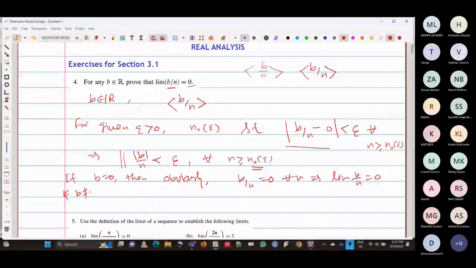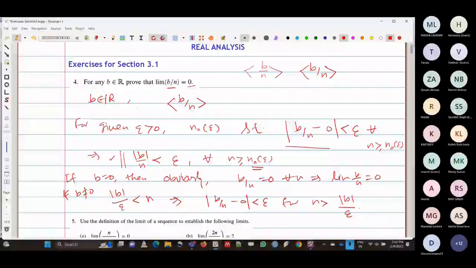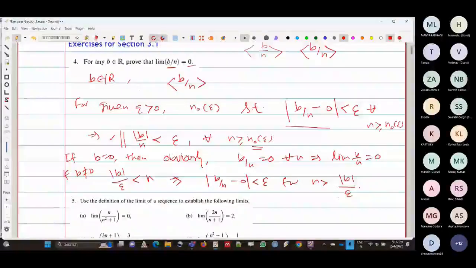If b is non-zero, it means b may be positive or negative but not 0. In this case, from here we can derive, dividing by epsilon, that n should be greater than this term. So for the limit of b upon n equals 0, the absolute value of b upon n minus 0 is less than epsilon for n strictly greater than the absolute value of b upon epsilon. Okay, so I think you got the solution. Is it okay or any confusion?